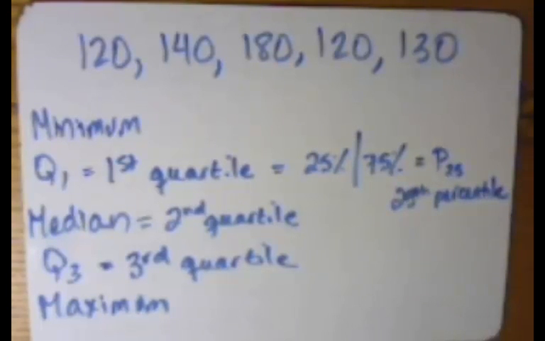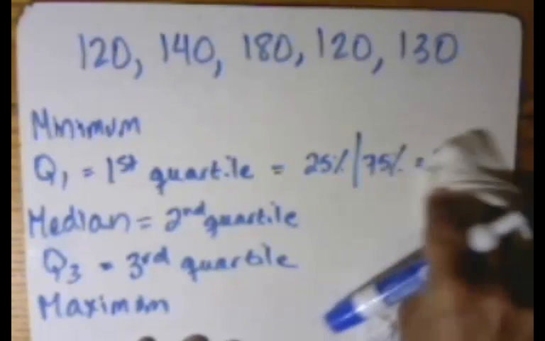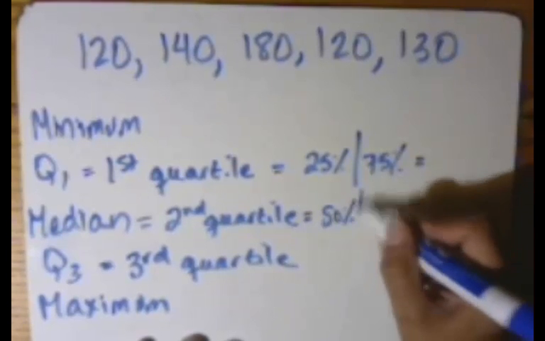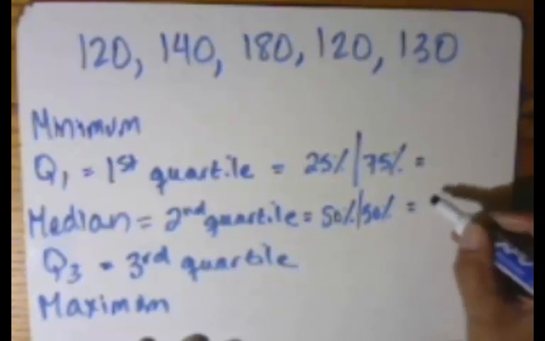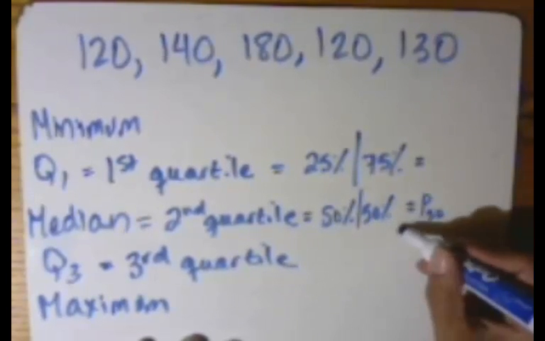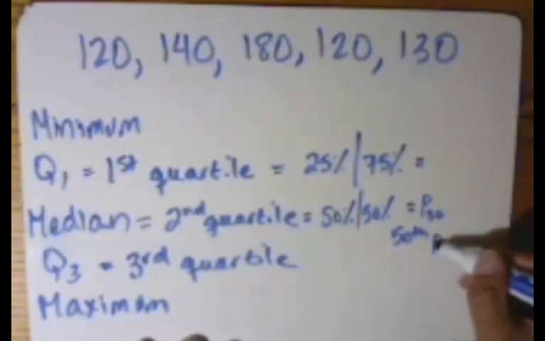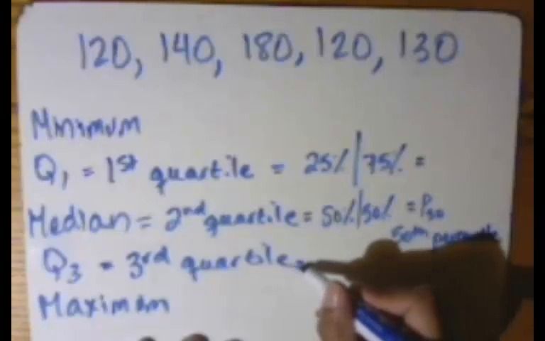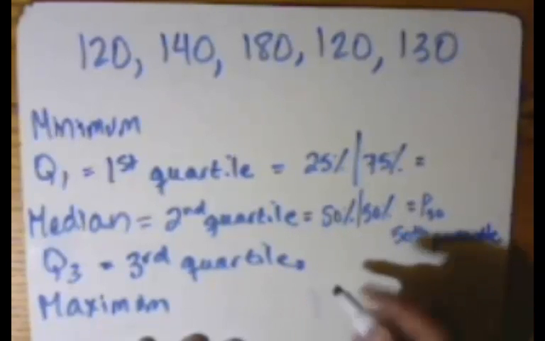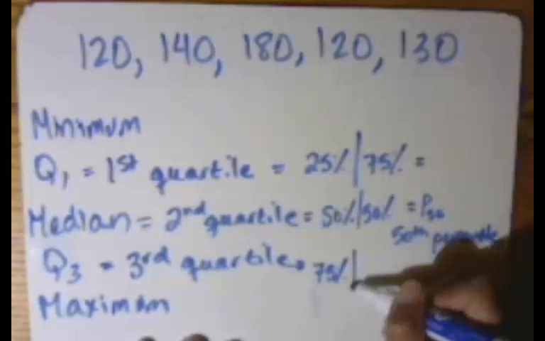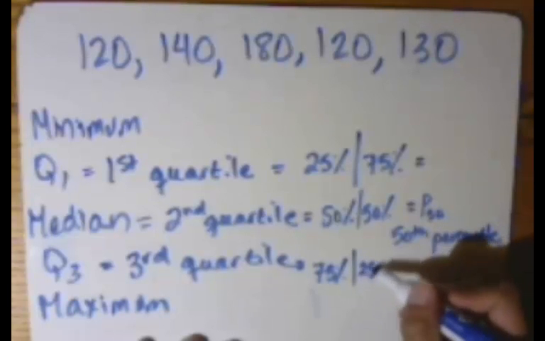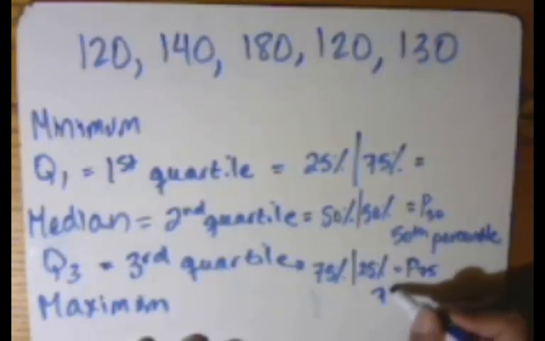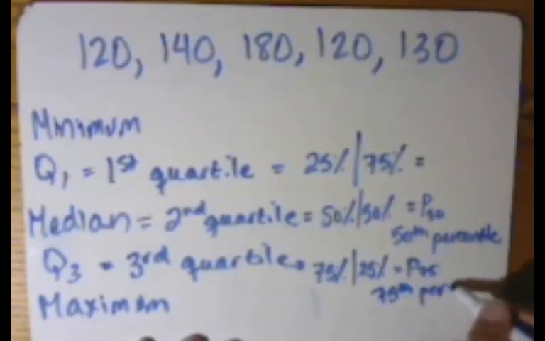Alright, the median divides the bottom 50% and the top 50% of the data. It is also known as the 50th, excuse me, percentile. And the third quartile divides the bottom 75% of the data and the top 25% of the data. This is known as the, you guessed it, 75th percentile.